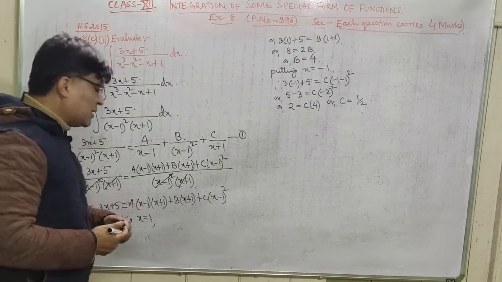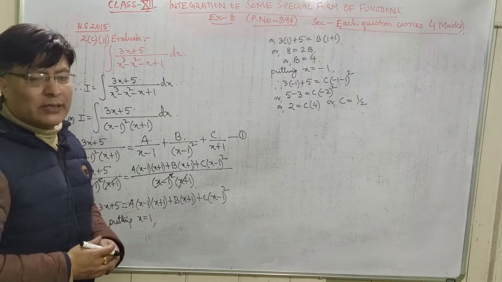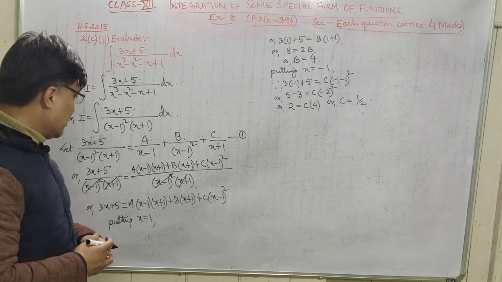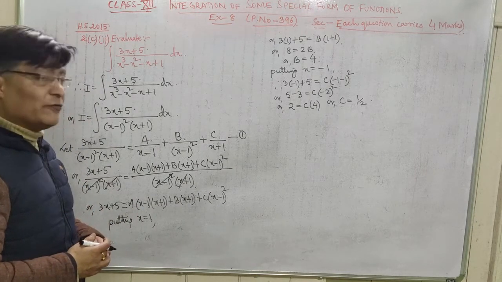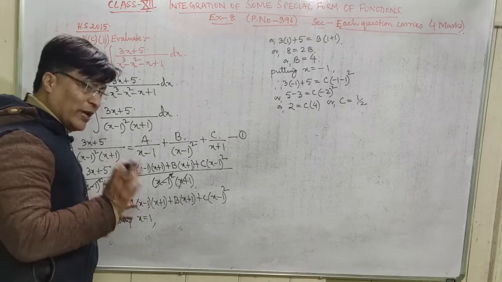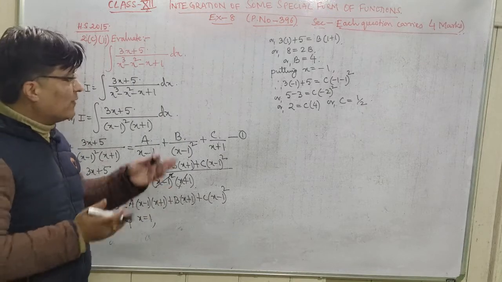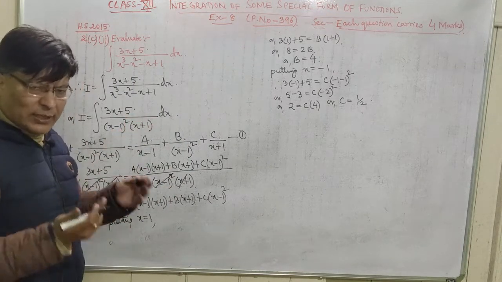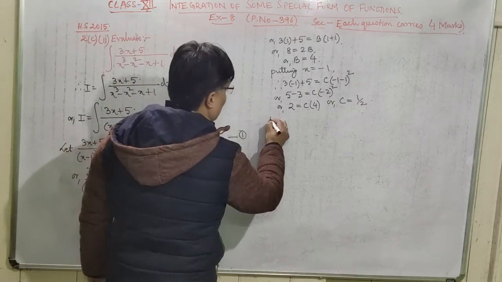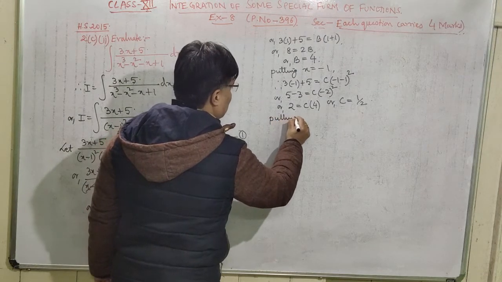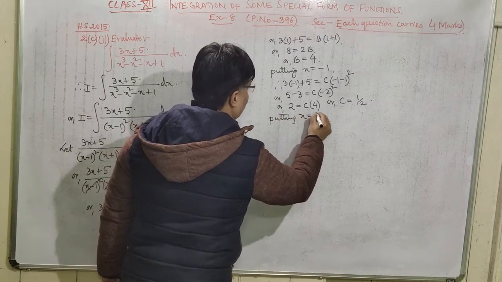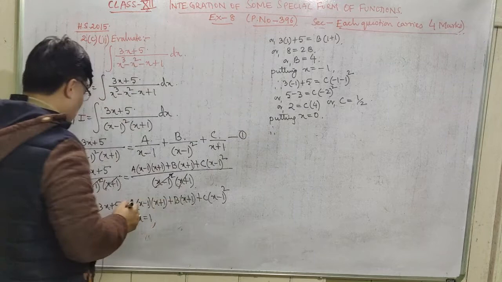So how can you get the value for a now? Since we have put here x is equal to 1 and x is equal to minus 1 to get the values of b and c, let us put x is equal to 0. So putting x is equal to 0, what do we get?